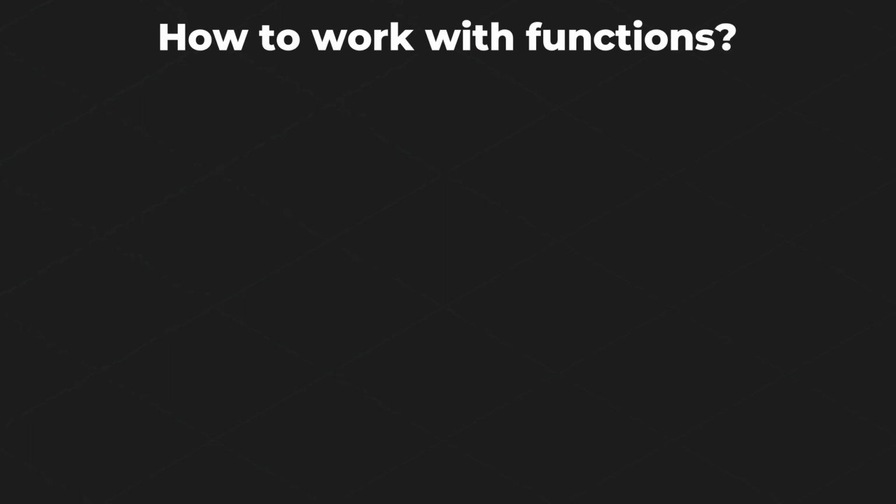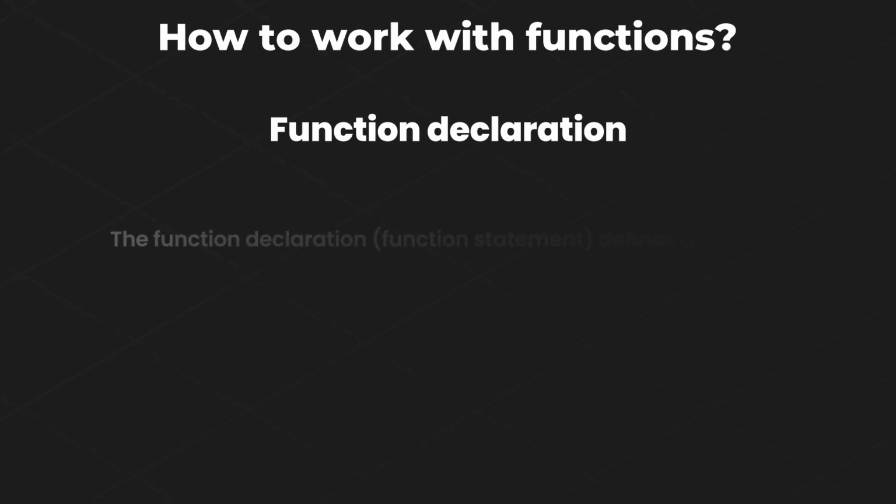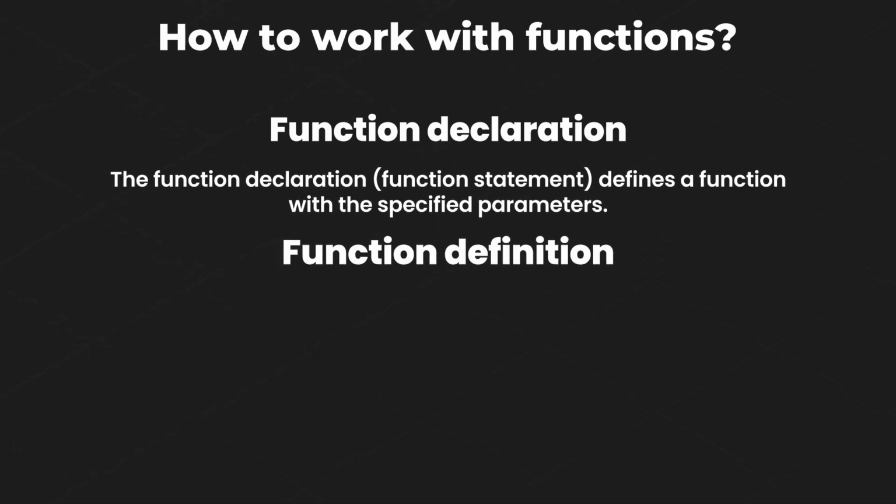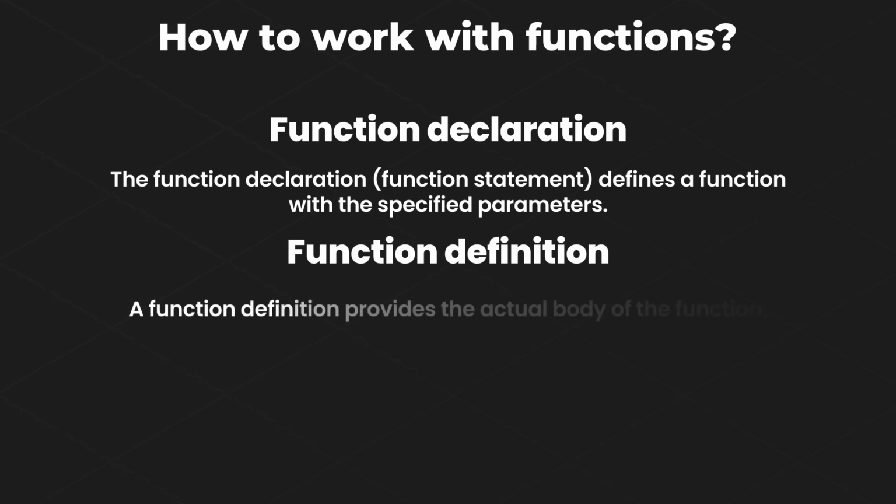But how do you actually define, declare, and invoke a function? Or what even are those things? Well, let's talk about function declaration. A function declaration is a statement that tells the compiler about a function's name, return type, and parameters. Parameters are the inputs that are required for the function to perform a particular task. While the function definition is where we actually code out the functionalities or the working of that function. We can say a function definition provides the actual body of the function.